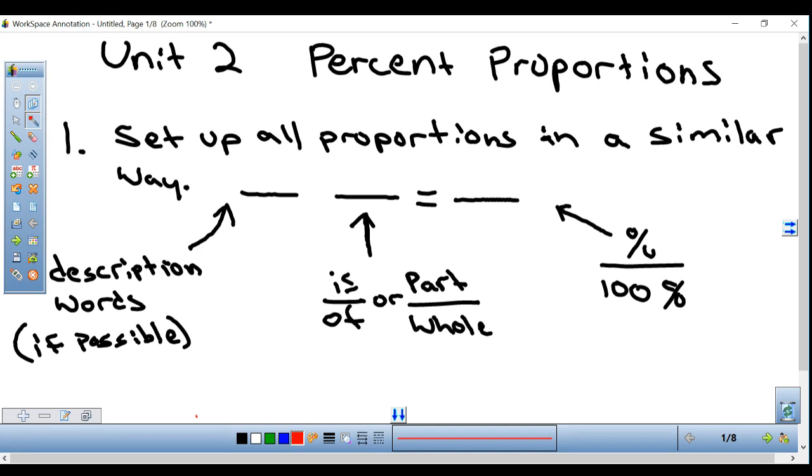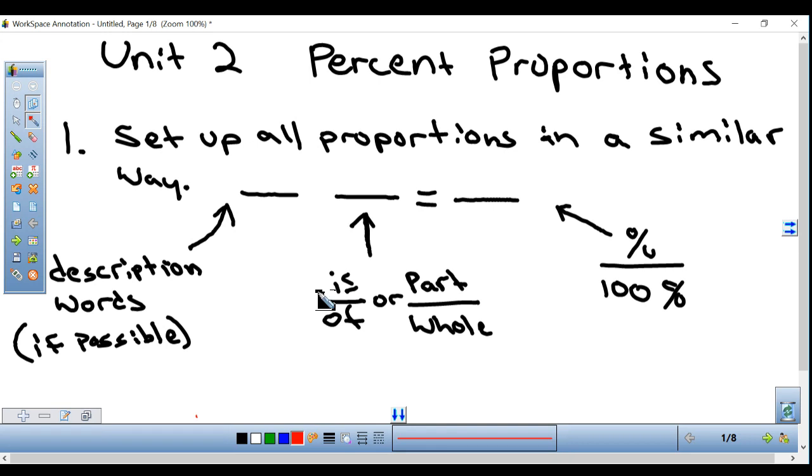Today we're going to learn how to solve for percent of a number. So what happens when we're given a number and we need to find what percent of another number that is, or like what's 12% of 10, things like that. So there's a couple rules here.